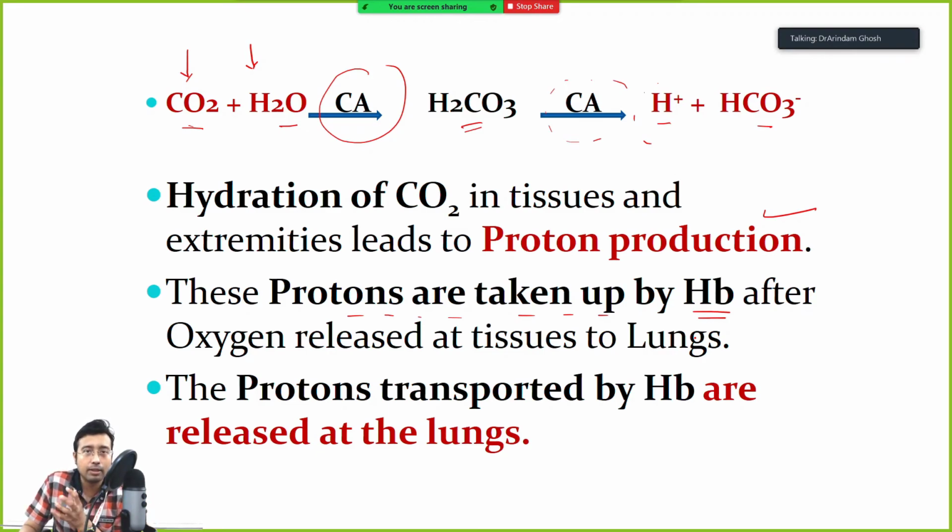So hemoglobin will give out oxygen and will take up hydrogen. And these protons are transported again by hemoglobin and are released at the lungs, and at the lungs the reverse change happens and CO2 will be expelled by exhalation.